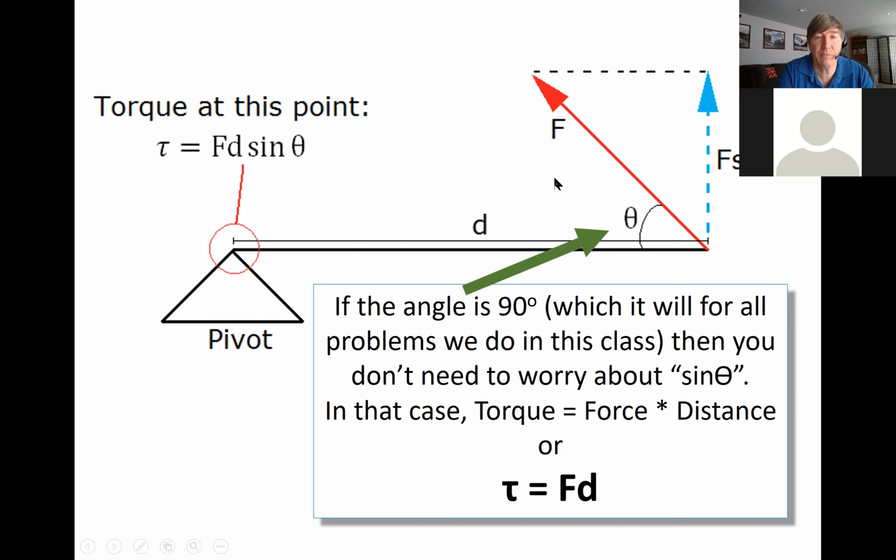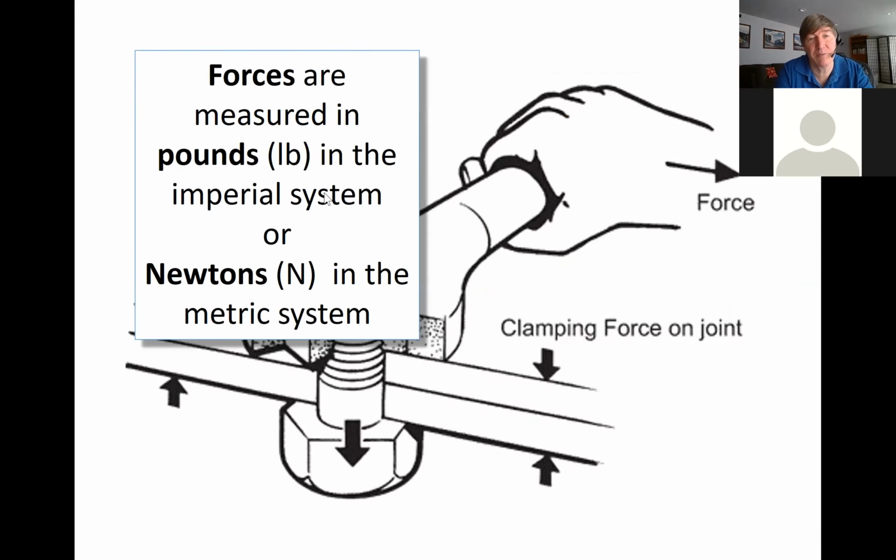All right, so let's do a problem here. Oh, I'm sorry, before we do that, let's talk about units. Like I said a minute ago, here in America, most people measure forces in pounds, which is abbreviated as LB. There's a historical reason for why it's LB, but I don't want to go into it now. But in almost everywhere in the world except for America, pulling forces are measured in newtons, okay?